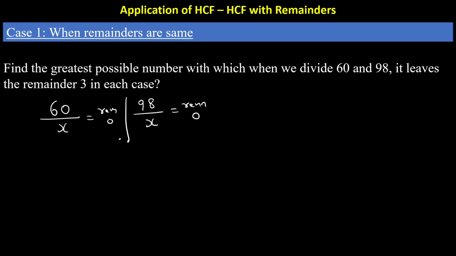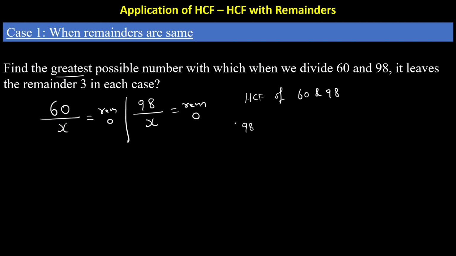That is a common divisor of 60 and 98, where I will get remainder 0. So we have so many common factors for 60 and 98, but here I need to find out the greatest. It means we need to find out the HCF of 60 and 98.